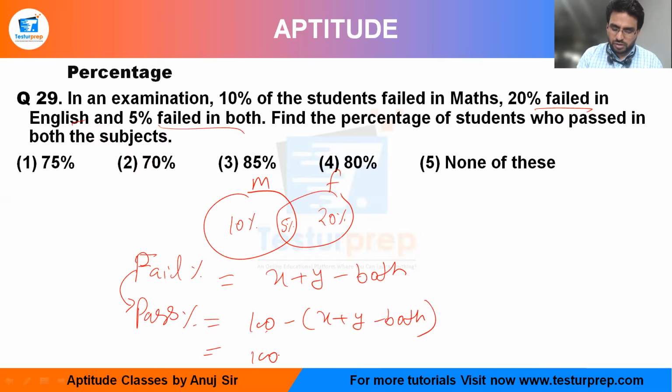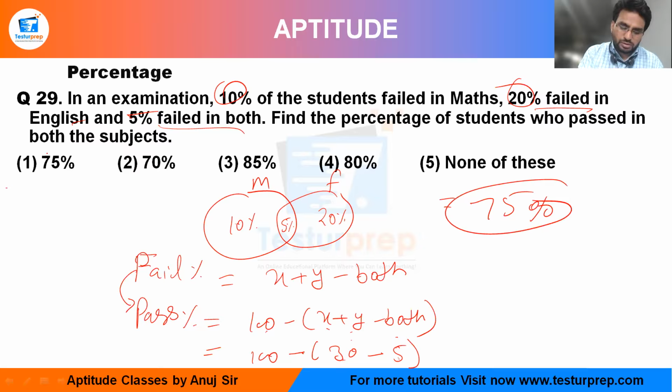This will be equal to 100% minus x plus y, which is 10 and 20, that will be 30, minus both, which is equal to 5. That means finally it comes out to be 35 and it will be 65%, right? This is 30 minus 5, this is 25, and this will become 75%, or the option number first.